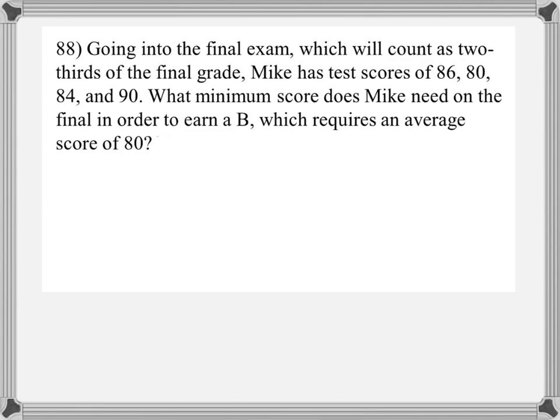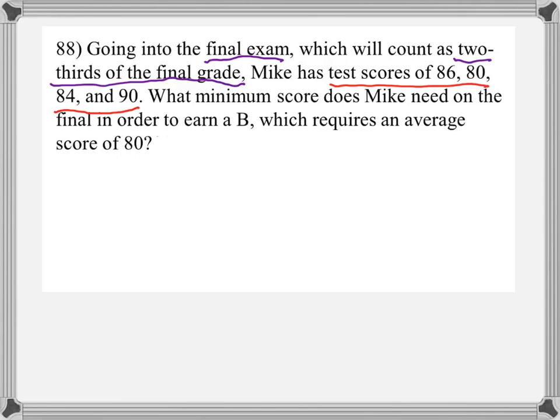Okay, let's look at a word problem. Going into the final exam, which will count as 2/3 of the final grade, Mike has test scores of 86, 80, 84, and 90. What minimum score does Mike need on the final in order to earn a B, which requires an average score of 80? Okay, so we have a final exam grade, which we're trying to figure out, and that will count as 2/3 of the final grade.